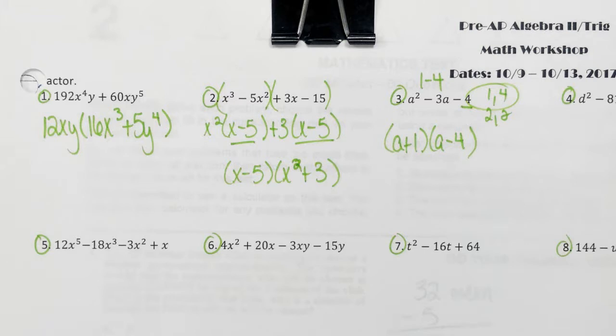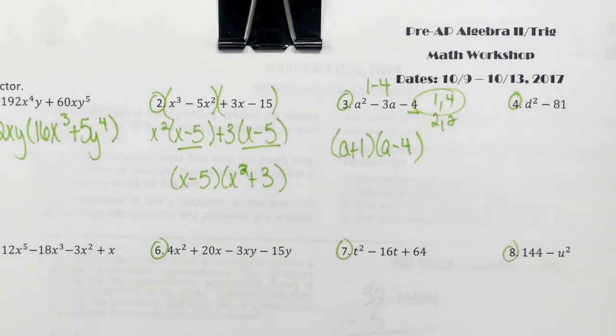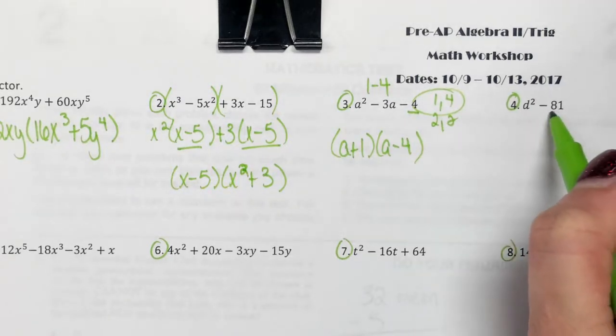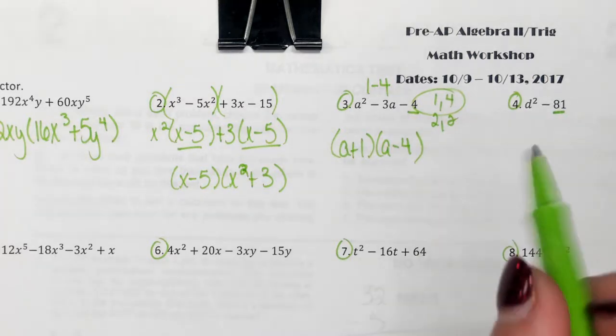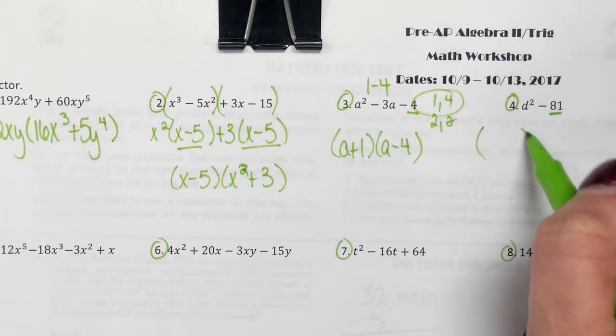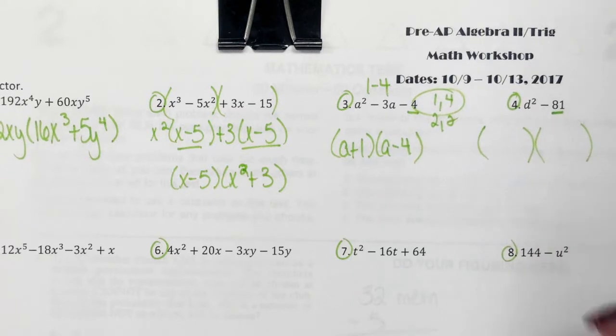Okay, number 4 is a little bit different though. So number 4, how many terms do you have? 2 terms. Does it have a GCF? No. So if you have 2 terms and no GCF, but notice about 81, what do you notice about that guy? Perfect square. So this is the difference of 2 squares.